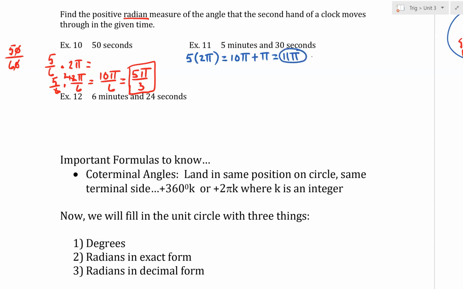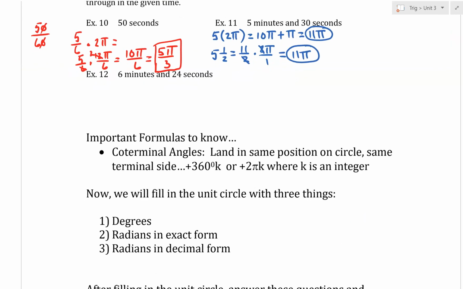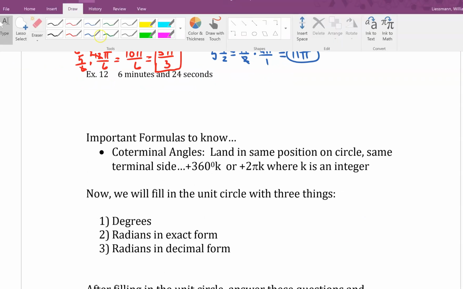That's how far you would go. Now, if we did this in fractions, we could do it like this. It's 5 minutes, and 30 seconds is 1/2 of a minute, so it's 5.5 minutes. When you convert this, 5 times 2 is 10, plus 1 is 11, so 11 over 2, and we're multiplying that by 2 pi. The 2's cancel and we're left with 11 pi. Two different ways to do this one. One, you're just thinking it through. Two, you have to do a little more work.